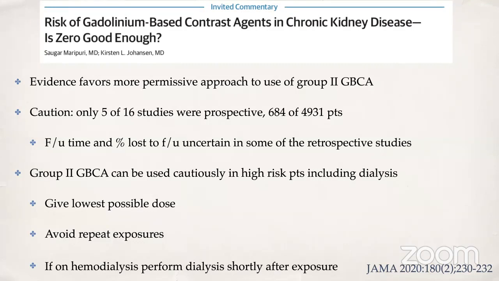So their conclusion from this study was that we can be more permissive about using these group 2 gadolinium-based contrast agents in people with stage 4 and 5 CKD, because those are the group of people we were worried about. Now, the only caution is only 5 of these studies were prospective. The majority of them were retrospective studies. So one concern is the duration of follow-up and the number of patients who might have been lost to follow-up in those retrospective studies. So you are not quite as certain as you would like to be, but this is the best evidence that we have so far looking at gadolinium in people with more advanced chronic kidney disease.